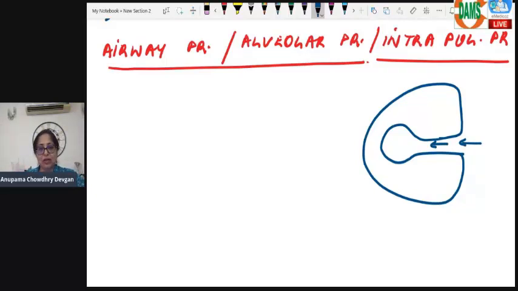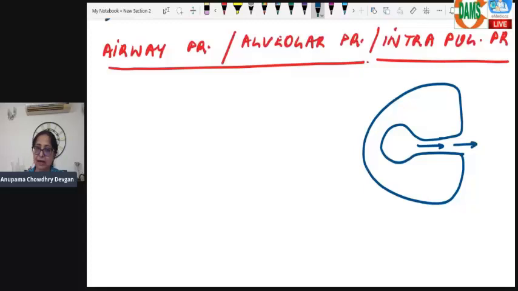During inspiration, airway pressure should be lower than the atmospheric pressure, and air will therefore come from outside to inside, and air will continue to come from outside to inside till the pressure on both sides is the same. Yes? During expiration, the airway pressure should be higher than the outside pressure, then air will go from inside the lungs to outside. This is the airway pressure, alveolar pressure, or the intrapulmonary pressure, right?